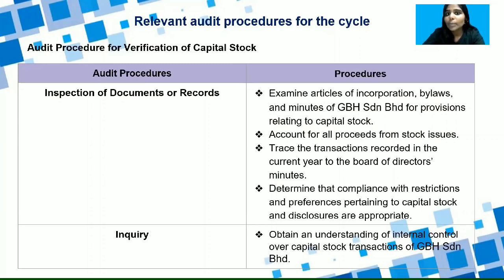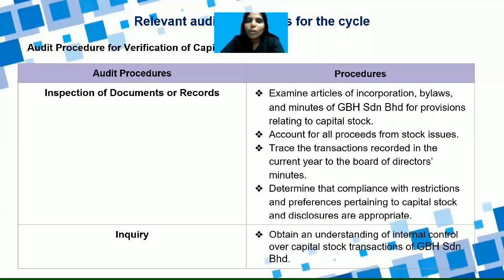The audit procedure can be done by examining the articles of incorporation, bylaws and meetings of GBA Sendirian Berhad for provisions related to capital stock, and accounting for all proceeds from stock issues and tracing the transactions recorded in the current year to the board of directors meeting, and determining whether the compliance with restrictions and preferences pertaining to capital stock and disclosures are appropriate or not. So for example, the auditor can obtain assurance on the occurrence of capital stock transactions by tracing the transactions recorded in the current year to the board of directors meeting.